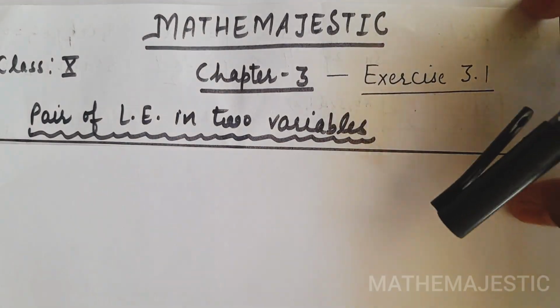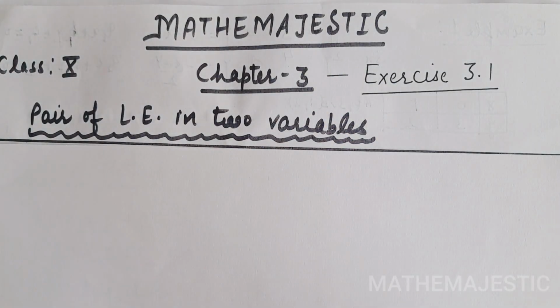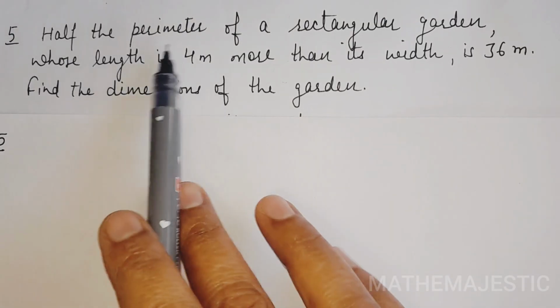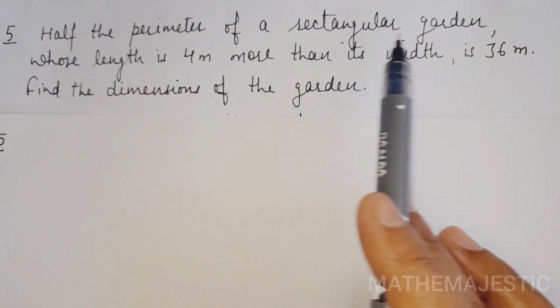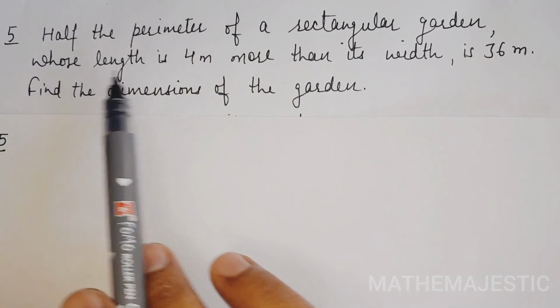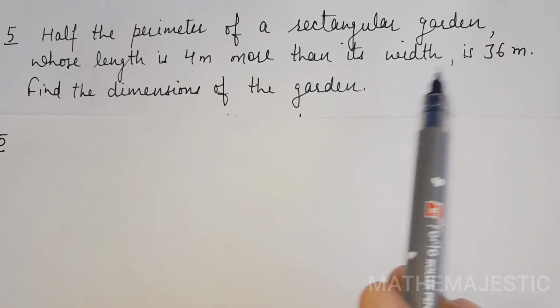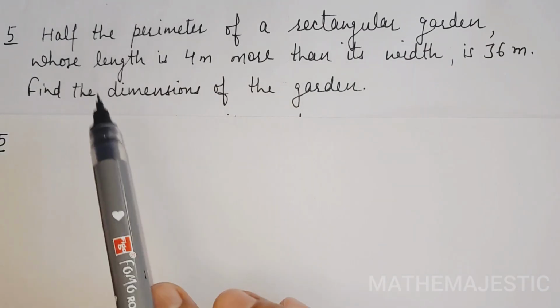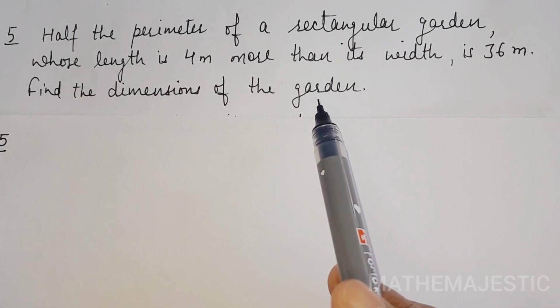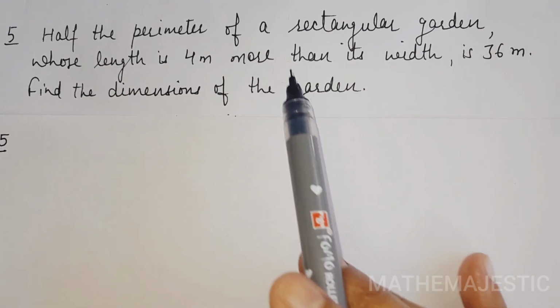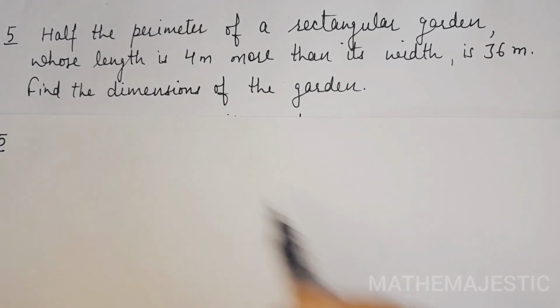What is given in question number 5? Half the perimeter of a rectangular garden whose length is 4 meter more than its width is 36 meter. Find the dimensions of the garden. We have to break this question into parts. Two equations we have to formulate.